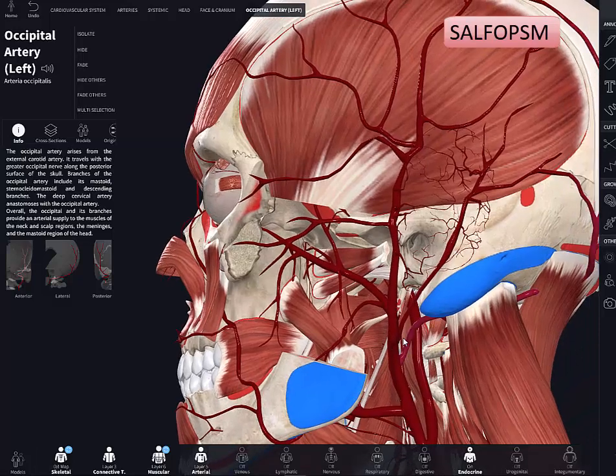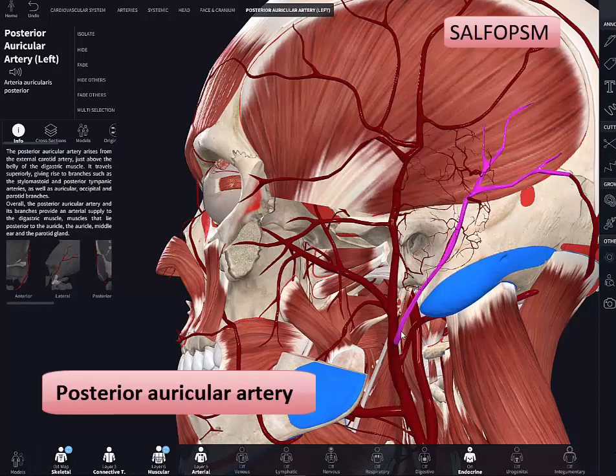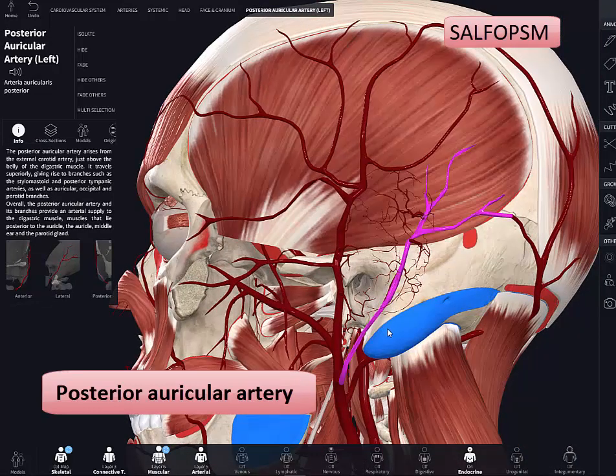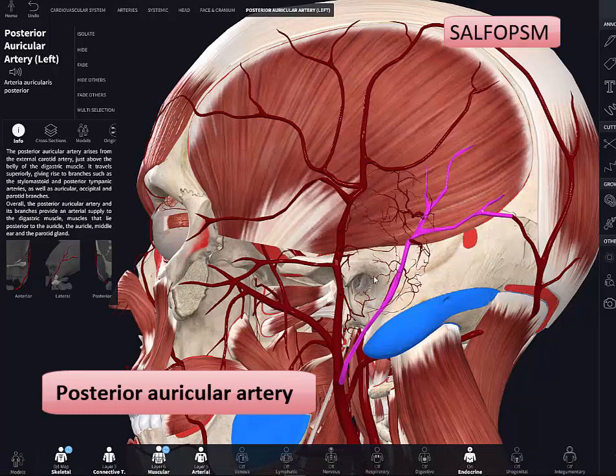After O comes P in the SALFOPSM mnemonic, and here it stands for the posterior auricular artery. And as usual, the name is the game. The auricle would be the ear. If you add in back cartilage and connective tissue, you can actually see that here's the external acoustic meatus, so that will be the ear.